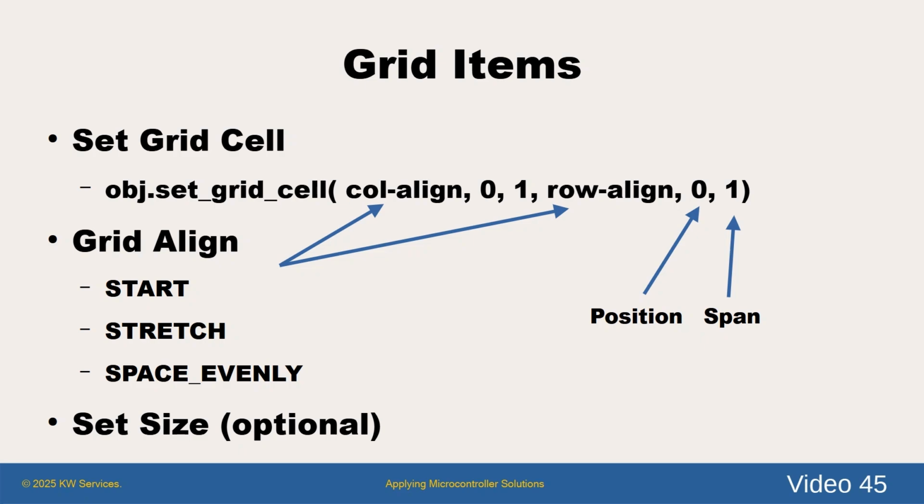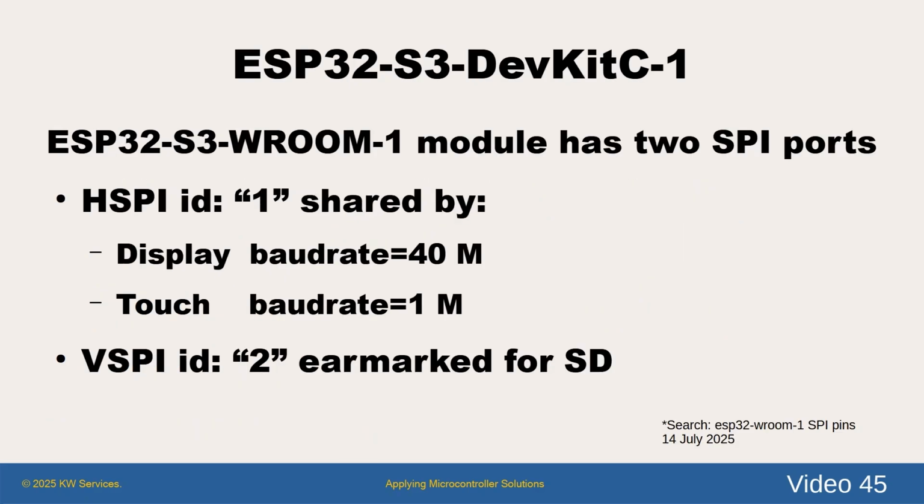First, let's discuss the test rig. Let's look at the test rig wiring. We need to wire the ILI9341 display and touch features. The module on the ESP32-S3-DevKitC-1 has 2 SPI ports and allows us to use any pin for the control lines. We earmarked the second SPI port for the SD card, which is not used in this example. Fortunately, the display and touch features can share an SPI port.